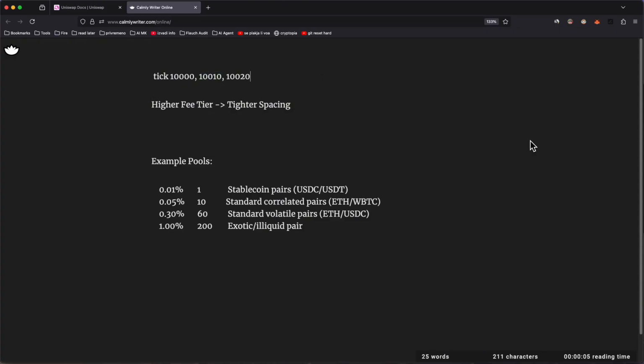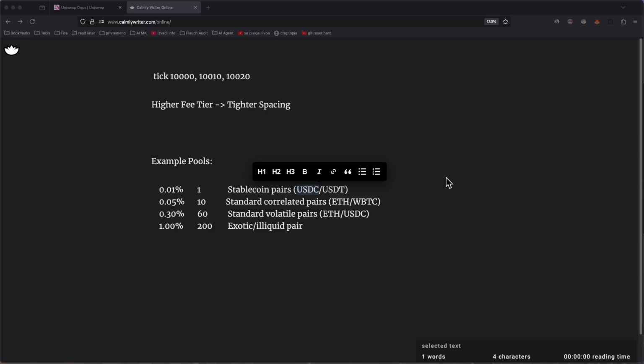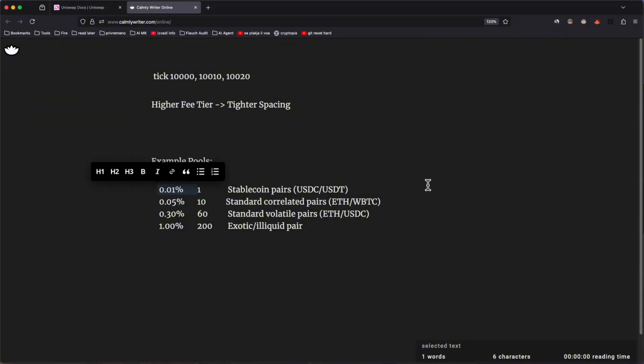And there is a correlation between fee and tick spacing. The tighter the spacing, the higher the fee, as you can see here. And we have some example pools. For example, in stablecoin pairs, like USDC and USDT, the price should always be pegged to 1, or they very tightly oscillate around 1. That's why we have more ticks and very tight spacing. We only have a tick spacing of 1, and that's why we have this low fee of 0.01%.